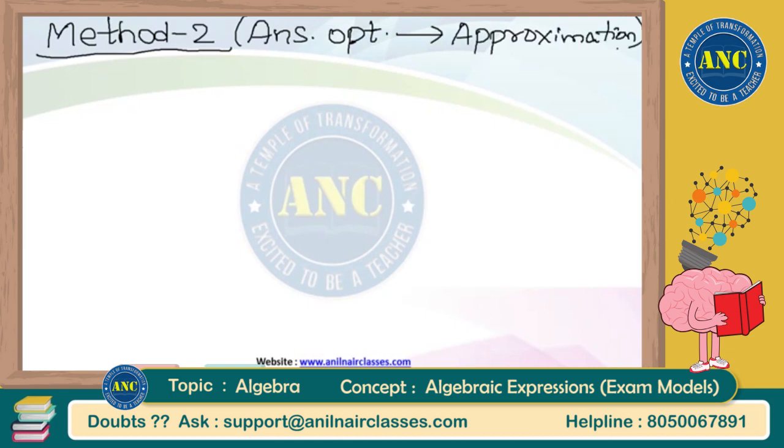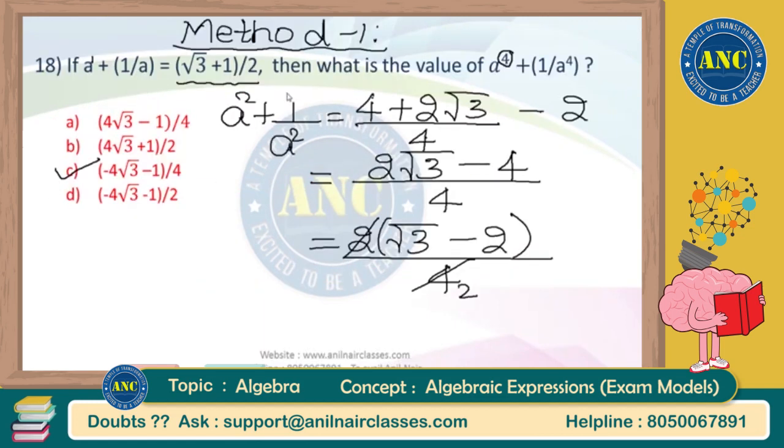Now, listen carefully, sir. Listen to it very, very carefully. In the question, they are giving a plus 1 by a is root 3 plus 1 whole thing divided by 2. I will use the approximation concept. That is correct only, right? Root 3 plus 1 whole by 2. Yes, it is correct.